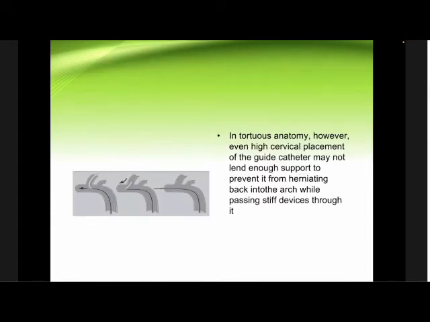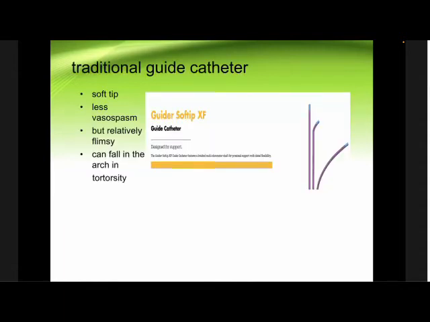So in tortuous anatomy, even with the higher cervical placement of the guide catheter, it will not give enough support, and it will herniate back into the aortic arch while passing stiff devices through it. One classical traditional guide catheter is the Gator soft tip, which has a soft tip, but it is relatively flimsy and can fall into the arch in tortuous vessels.